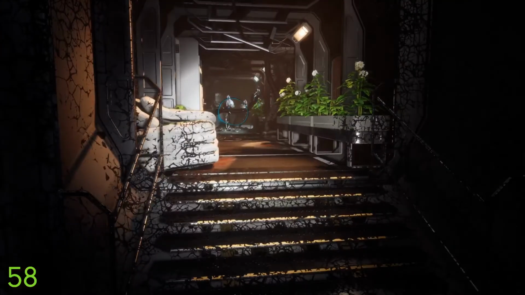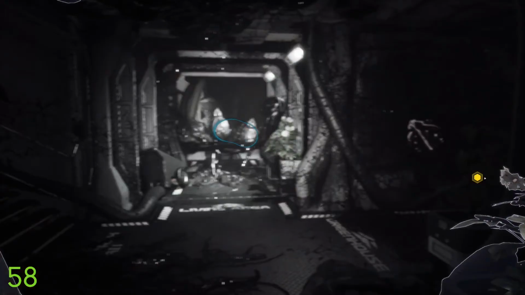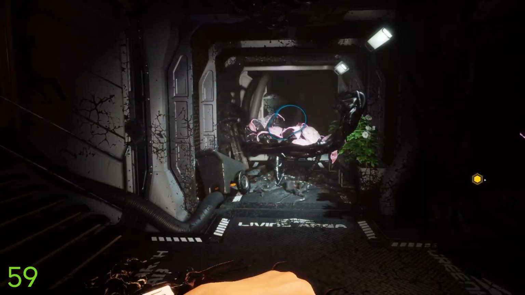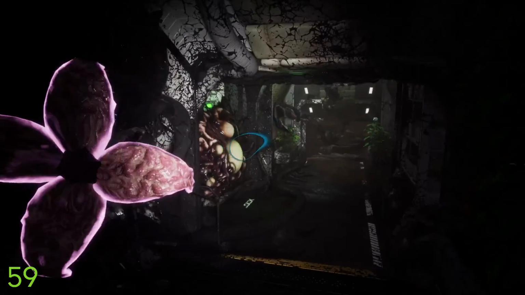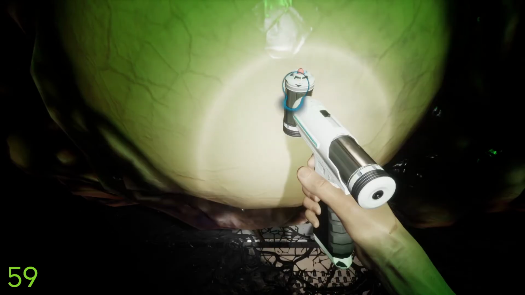I actually don't remember the layout of the base because I'm a terrible person. Oh, that is buggy.